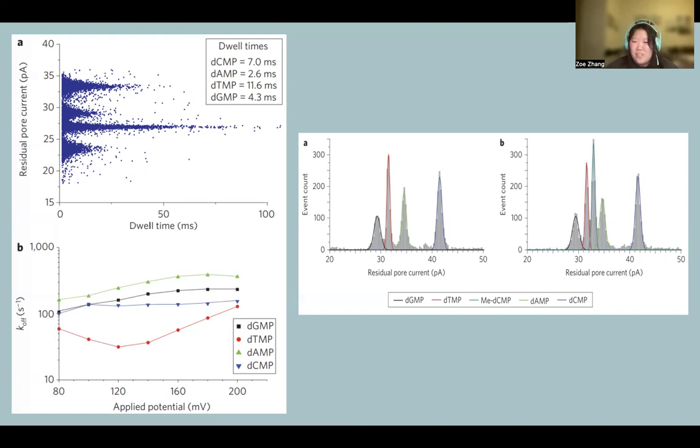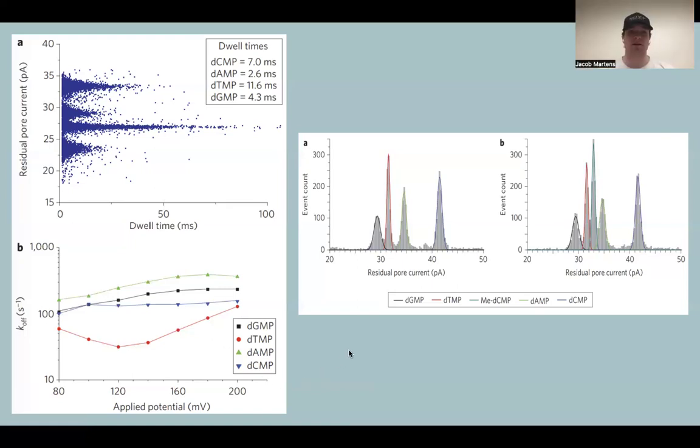So for dGMP and dAMP, K-off continuously increases, indicating that they exit through the trans side. For dCMP, K-off remains invariant. But on the other hand, dTMP shows a minimum at 120 millivolts, meaning that they return to the cis chamber at potentials lower than 120 millivolts and exit through the trans side at potentials higher than 120 millivolts. This means that a potential greater than 120 millivolts is needed to ensure that the nucleotides leave through the trans side instead of returning through the cis side and causing a possibility for them to be reread.